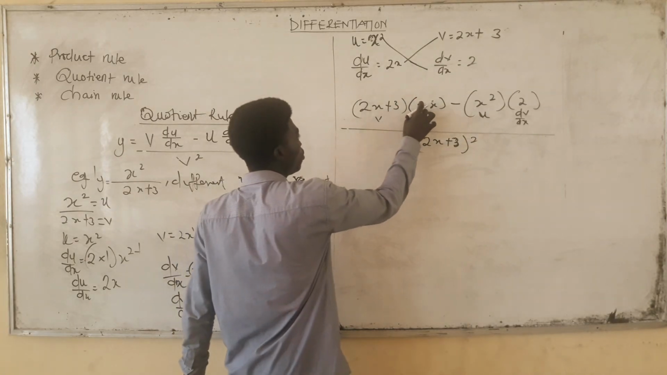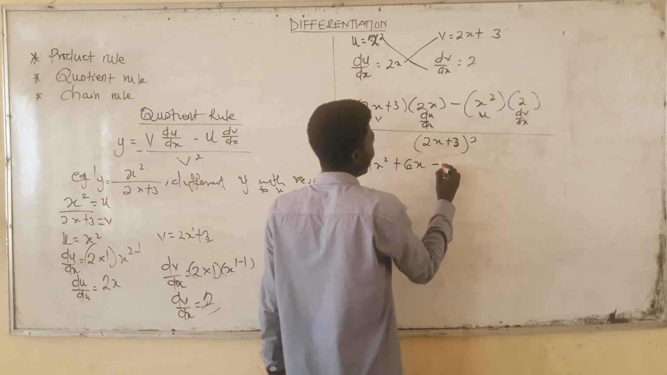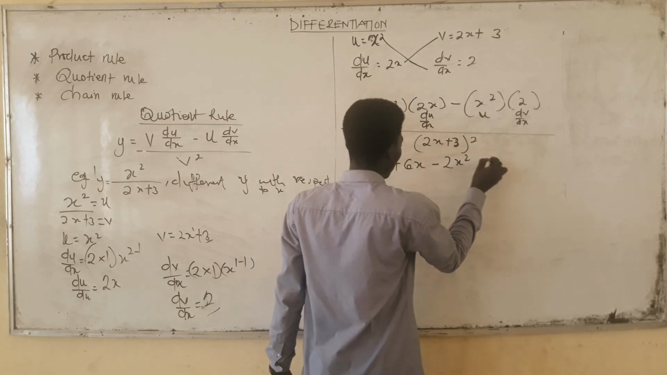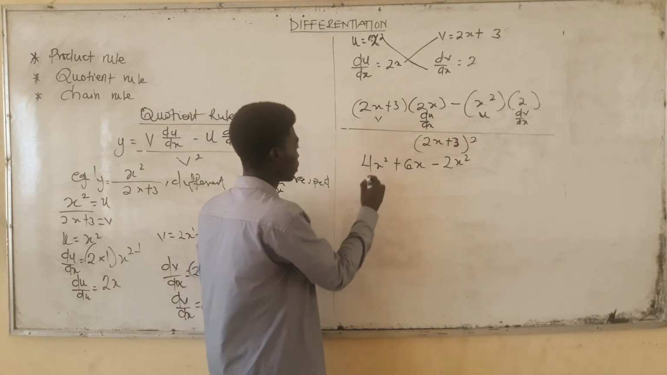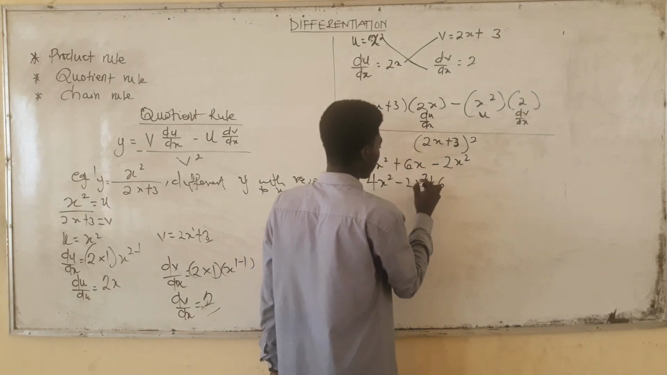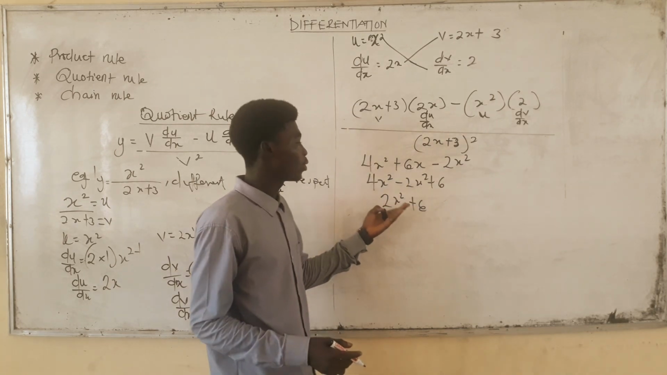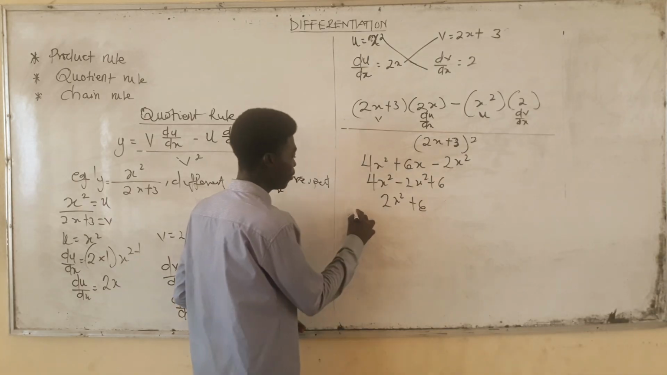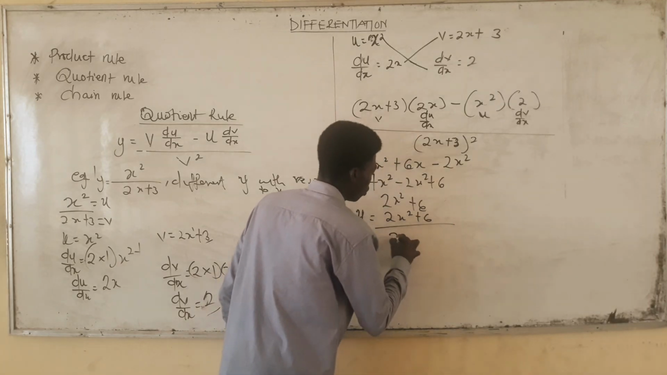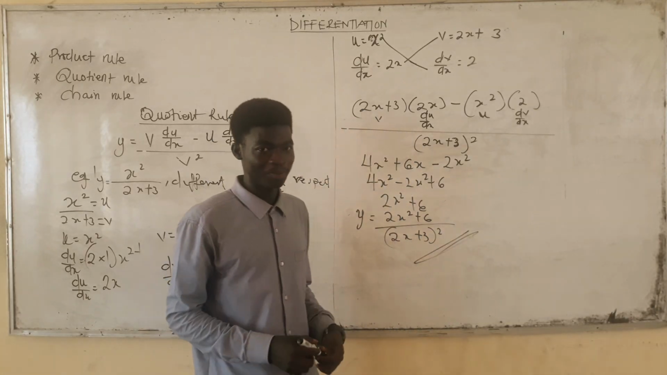So we have 2x multiplying this, we get 4x squared plus 6x, minus 2 times x squared, which is 2x squared. Since we have like terms, we can put them together: 4x squared minus 2x squared plus 6x, and we get 2x squared plus 6x. So now we've simplified the numerator, and at the end we get dy/dx to be 2x squared plus 6x all over 2x plus 3 all squared. And that is our final answer.